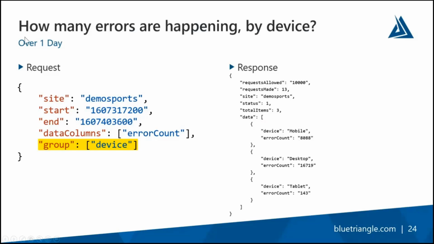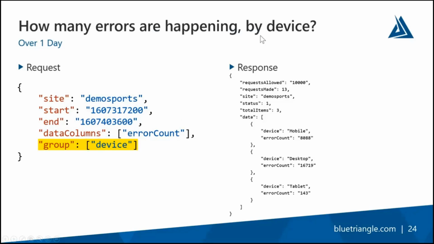So in all these examples here, I'm just going to be using 1 day. I'm going to be using that same time period. If you're curious, that's what it is. It's just the period of 1 day. Now we have our required parameters: site, start, end, and data columns. So what we want to choose with the data columns, we just want to know how many errors are happening. So that's going to be error count.